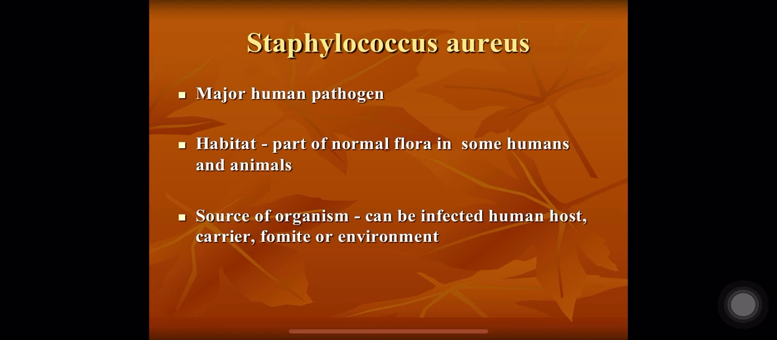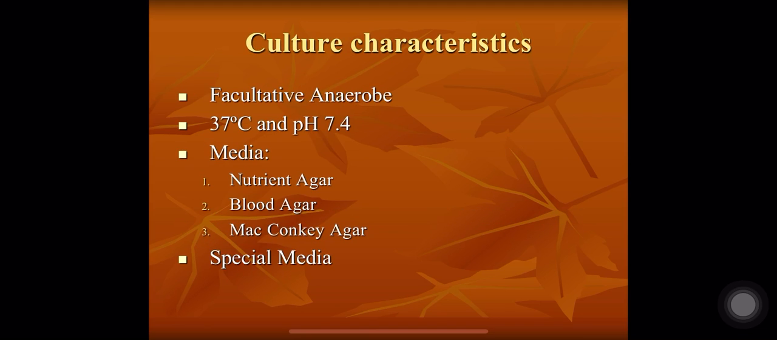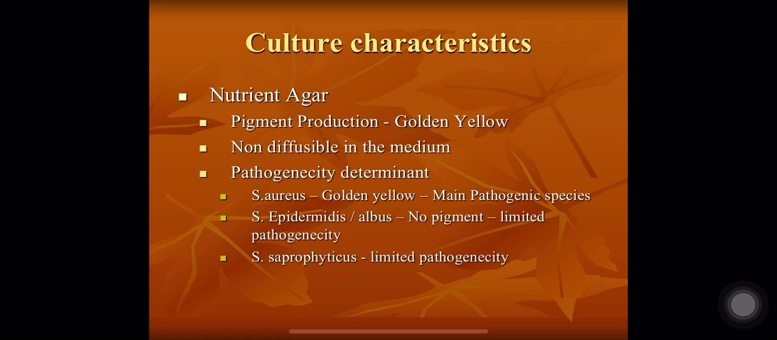Staph aureus is a major human pathogen. It is part of normal flora on the human body, in the nose, in the perineum. Source of organism can be a human carrier, a patient, the environment, or fomites. Staph aureus is a facultative anaerobe, grows at 37 degrees Celsius, pH 7.4. Media useful for Staphylococcus include nutrient agar, blood agar, MacConkey agar, and several special medias. On nutrient agar, Staph aureus shows golden yellow pigment, which is non-diffusible in the medium. Staph epidermidis and saprophyticus either do not show pigment or they may show white colored pigment.